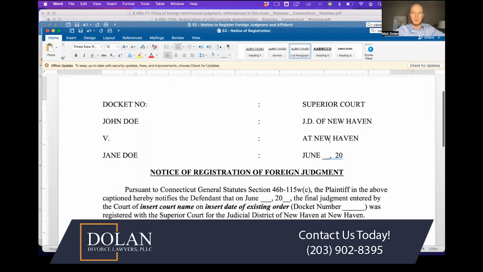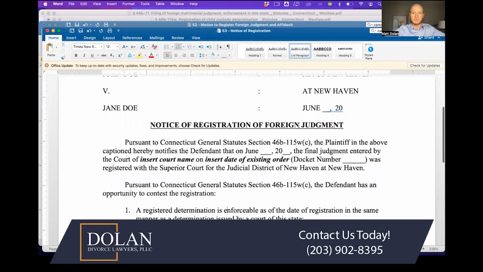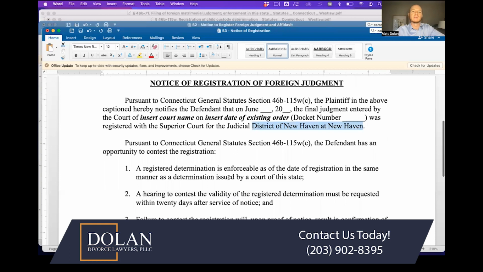So this is the notice form that basically says notice of registration of foreign judgment. And you're going to say that pursuant to the statute that we just went over, the plaintiff in the above captioned matter notifies the defendant that on so-and-so a date, the final judgment entered by the court of, and then insert the court of the original state and the date that the order went into place. So you're going to put all that info in, and you're providing notice that it was registered in Connecticut, and then you're just going to put the court where it was registered. In this example, I use New Haven. Obviously, it can be anywhere in Connecticut.